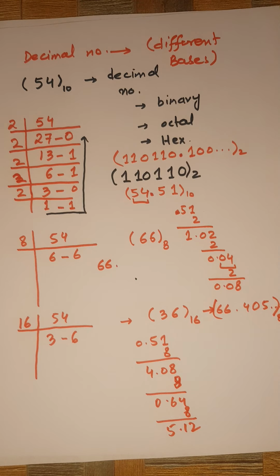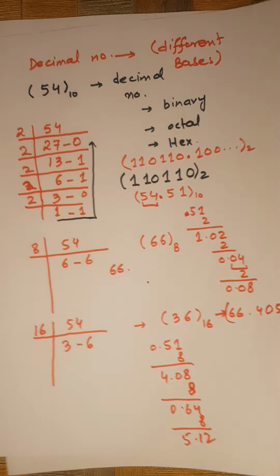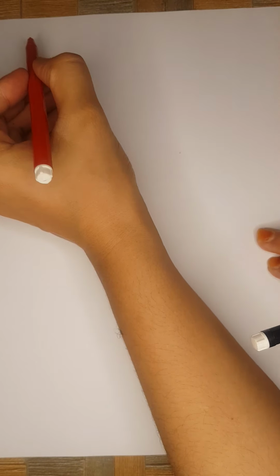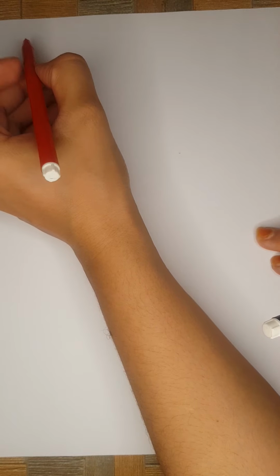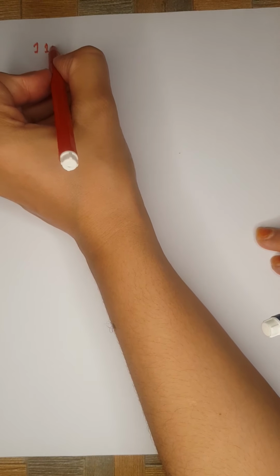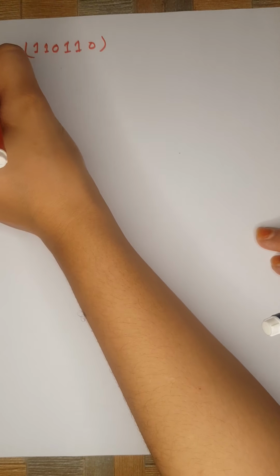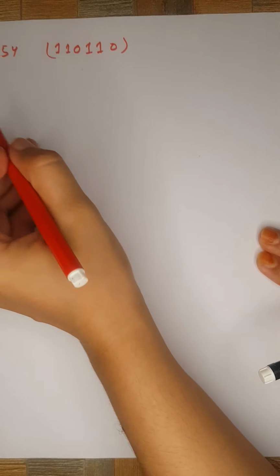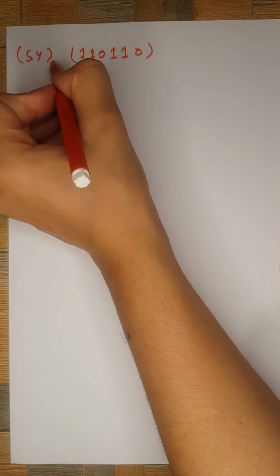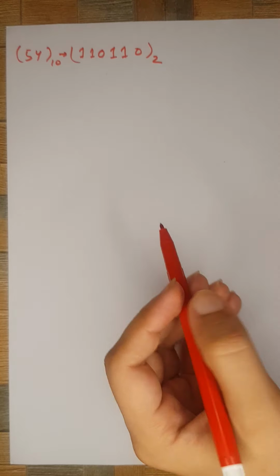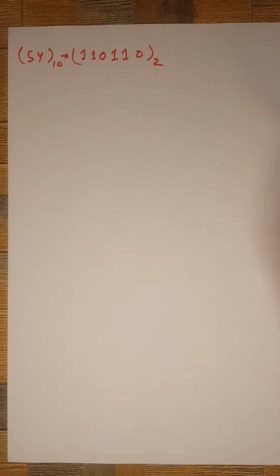So this was one way of converting a decimal number into the different bases, and I just mentioned the examples for each case individually. Let's see, is there any other way for converting a decimal number into hex or octal format? I will consider the previous example again, where we converted 54, which was in decimal, into binary. So I can perform the direct conversion as well.